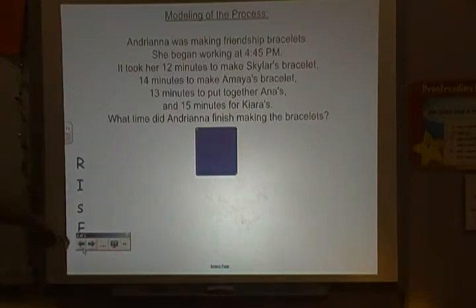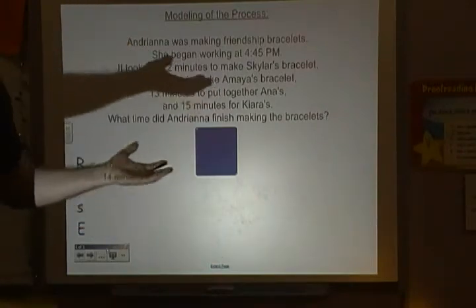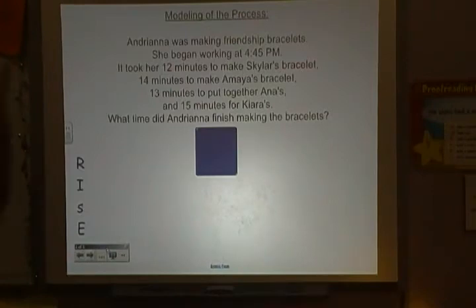So going back to my RISE strategy, read the problem. First time's a freebie. That's right. So I'm going to read it again to make sure it's sinking in and I understand what is being asked of me. Adriana was making friendship bracelets. She began working at 4:45. It took her 12 minutes to make Skylar's bracelet, 14 minutes to make Amaya's bracelet, 13 minutes to put together Anna's, and 15 minutes for Kiara's. What time did Adriana finish making the bracelets?